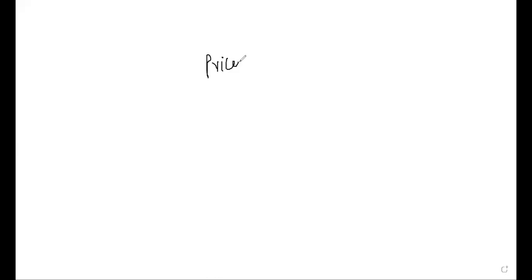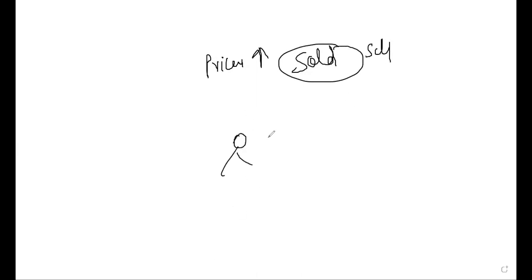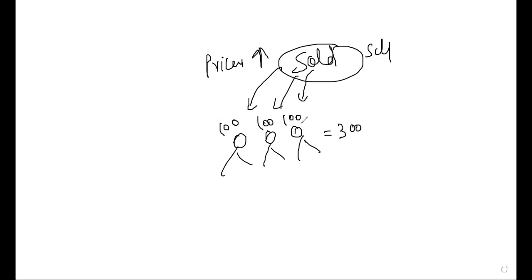So see, when prices are high, what is happening basically at that time is that I'm going to sell. For example, these are the people. These people have 100 rupees each, so in total they have 300 rupees. I saw that prices are high, so I went to these people and tried to convince them to buy my product. All three agreed. I gave them this product, and in return, I took their money.